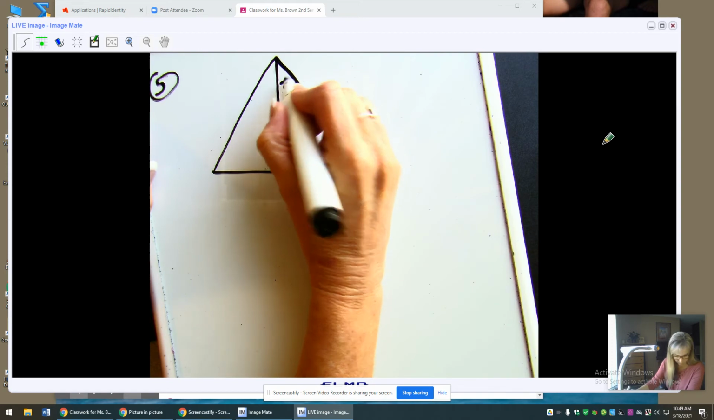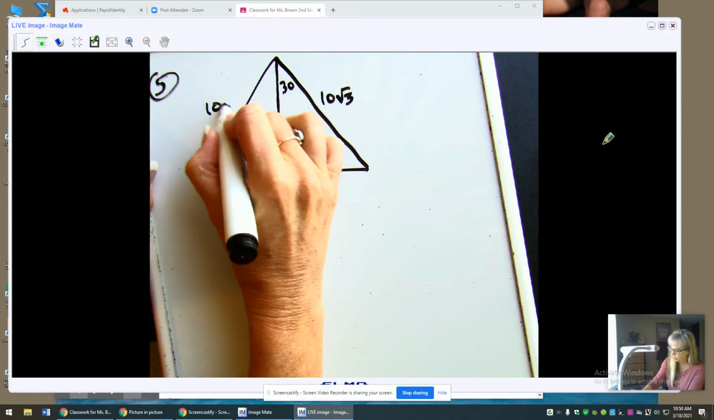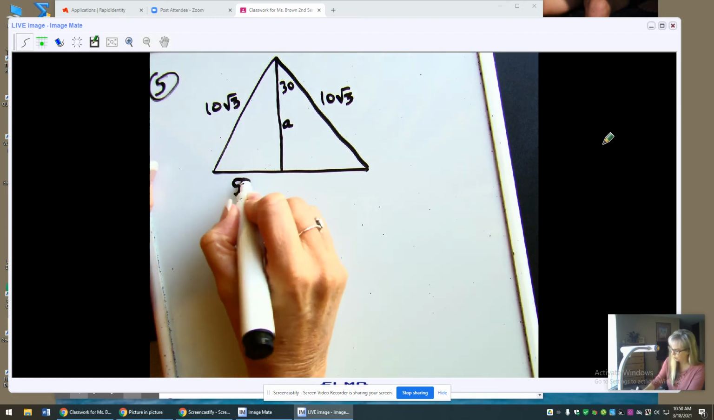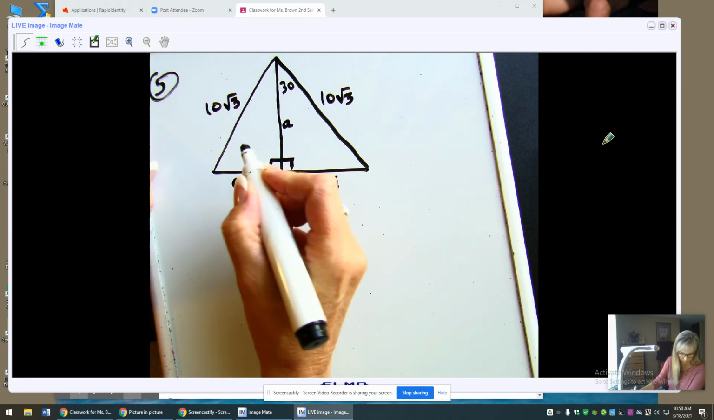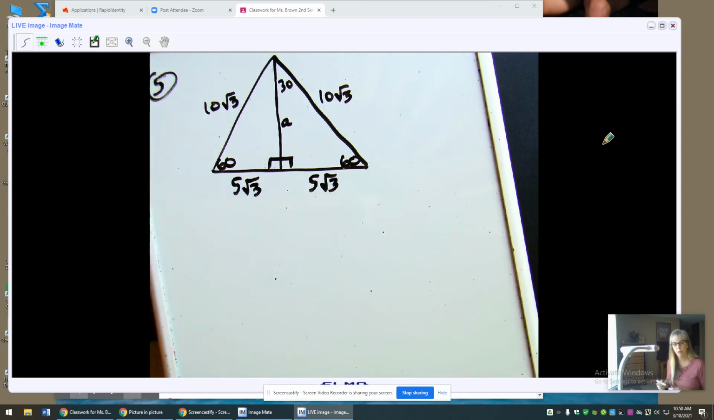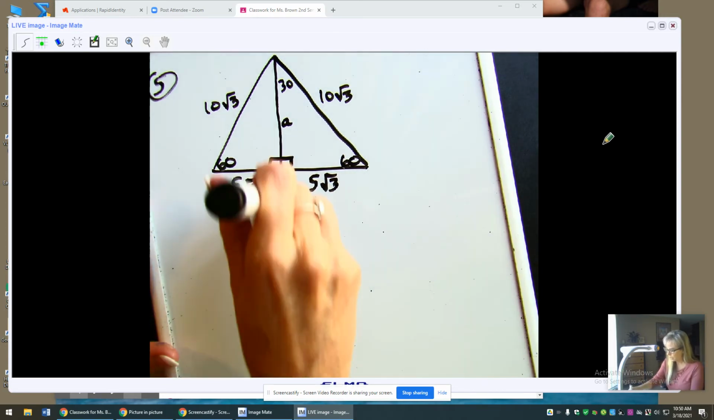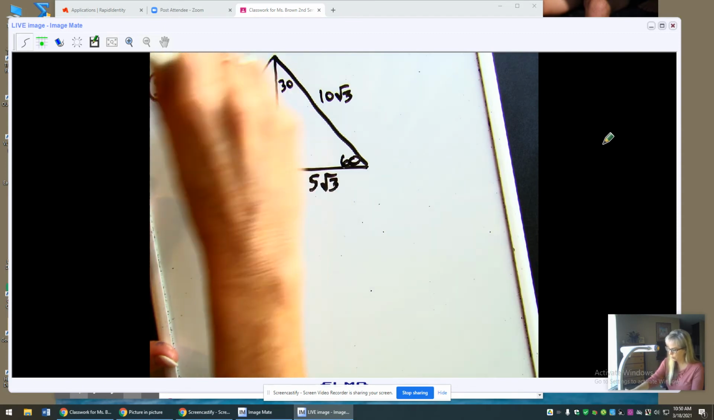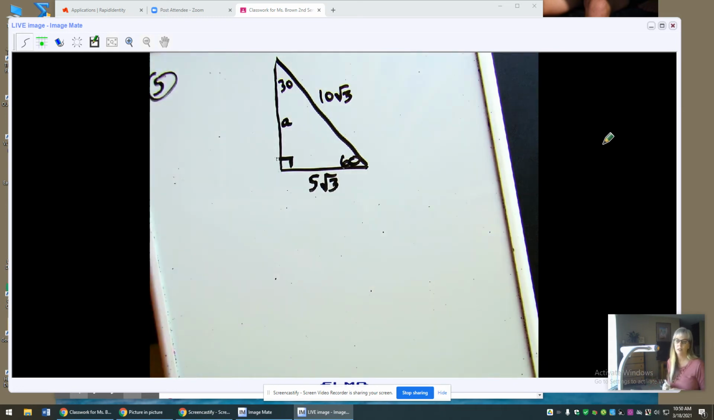All right, 30 here. A is here. 10 root 3. 10 root 3. 5 root 3. 5 root 3. These are right angles, and this is 60. All right. Now we're ready to start. I drew it all sideways. So funny. It says, what's the length of A? We're looking for A. Again, I don't need all of this. Thank you for it, but no thank you. I just need that 30, 60, 90 triangle, right? You can ignore the other part.